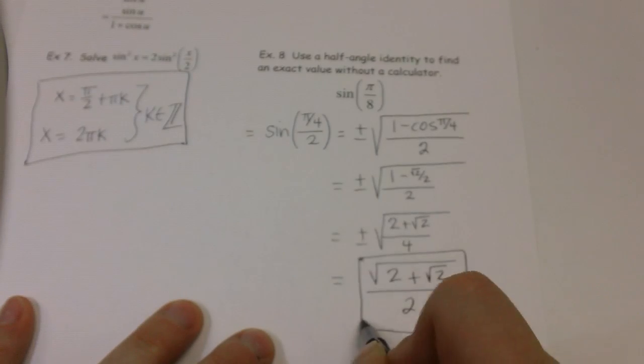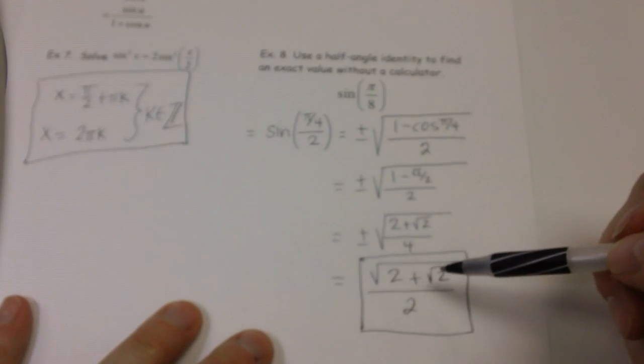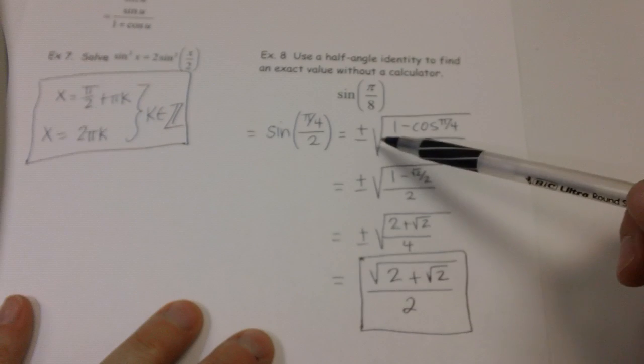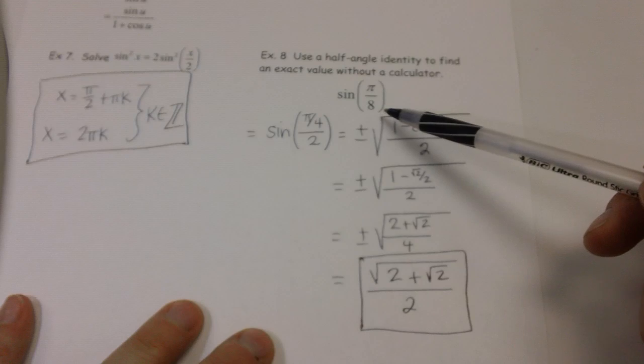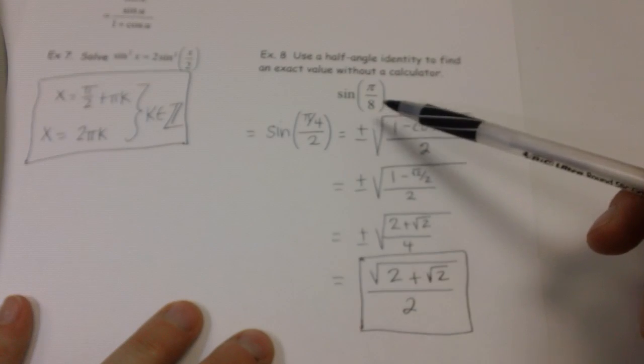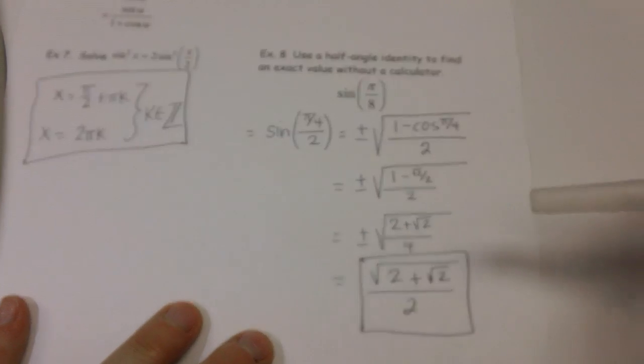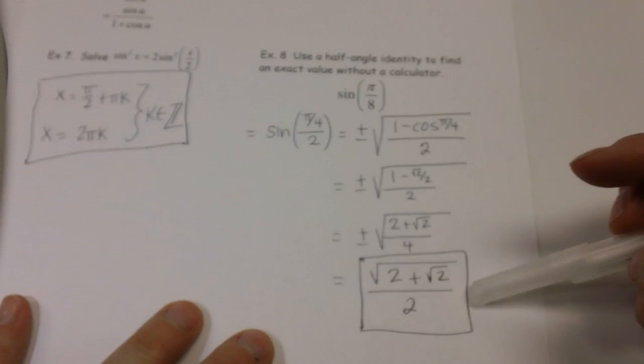If you notice in my answer here, I took off that plus or minus. The reason why it is just going to be a positive answer refers back to our original angle, pi over 8. Pi over 8 is in the first quadrant, and in the first quadrant, sine is positive. Therefore, our answer to this problem needs to be positive.